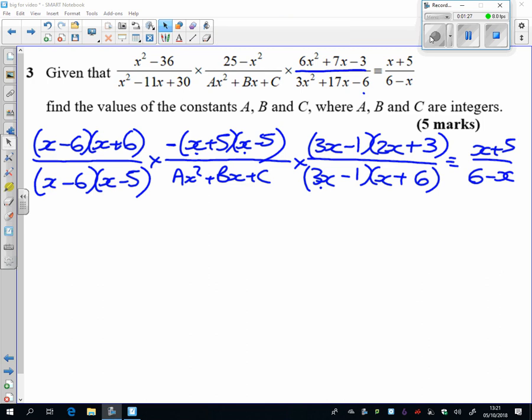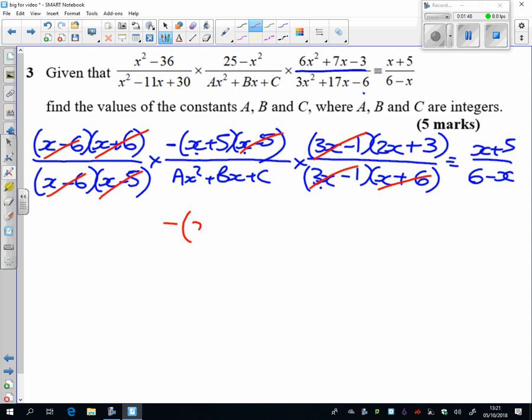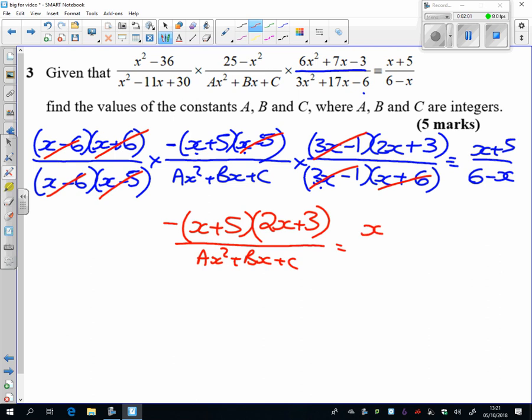Well, we can cancel lots of these things here, can't we? So let's have a look. We've got an x plus 6 here to cancel with an x plus 6 here. An x minus that one and that one can cancel. We've got this one here can cancel with this one here. Those things cancel as well. And if we do all of that, we're left with this line here. Minus x plus 5, 2x plus 3 over ax squared plus bx plus c, and that equals the x plus 5 over the 6 take away x.